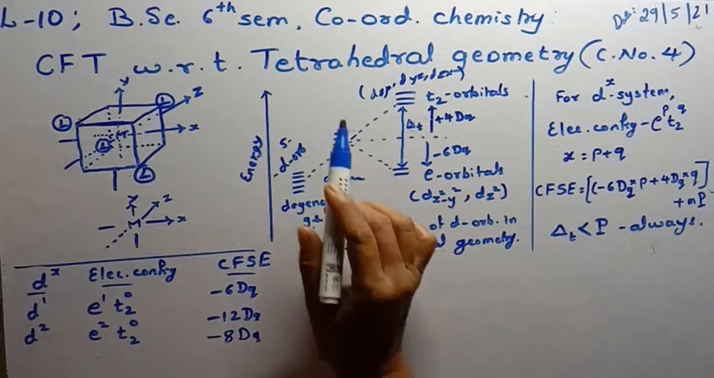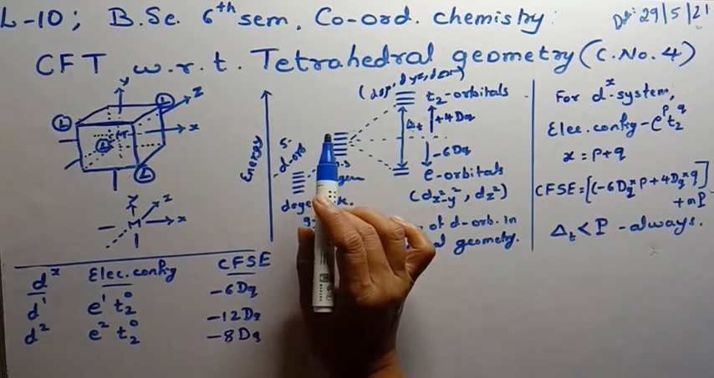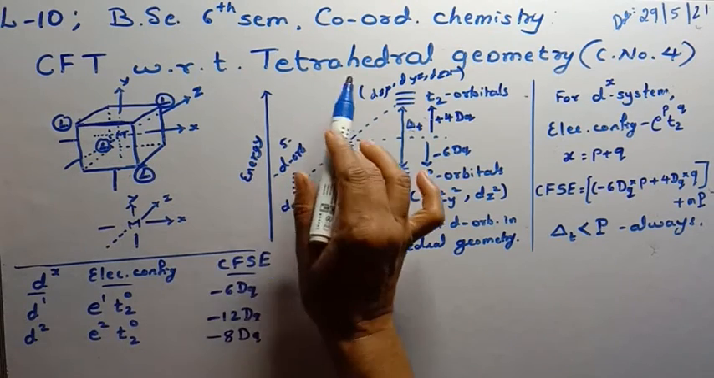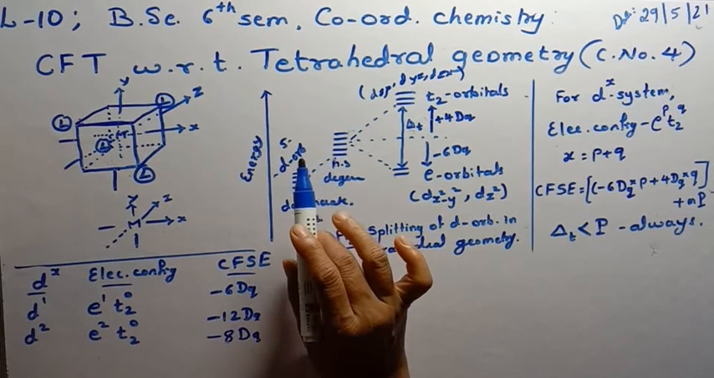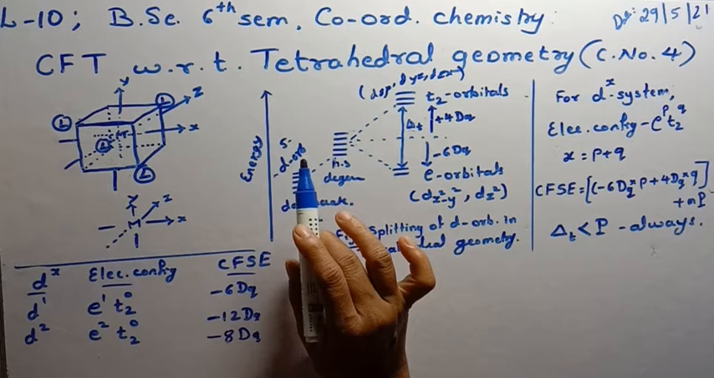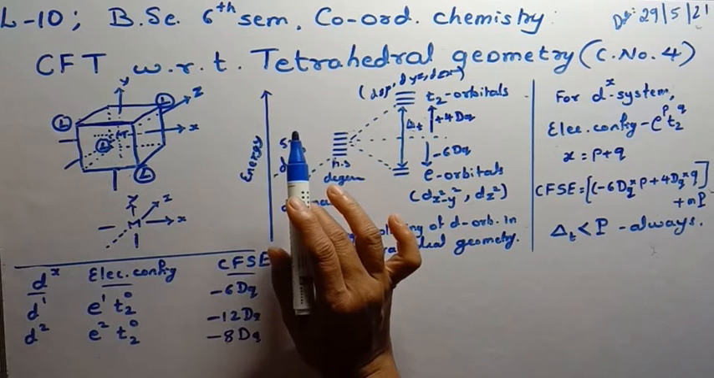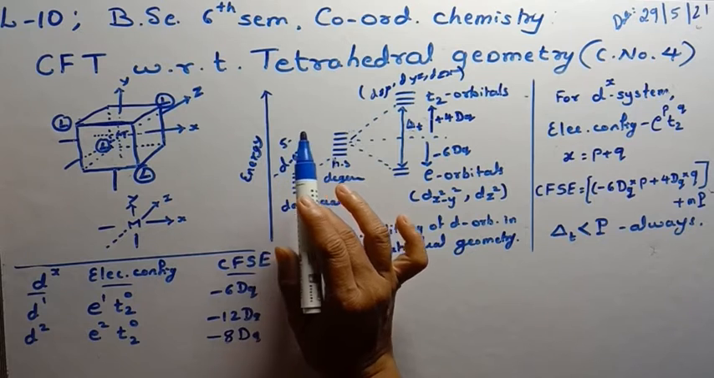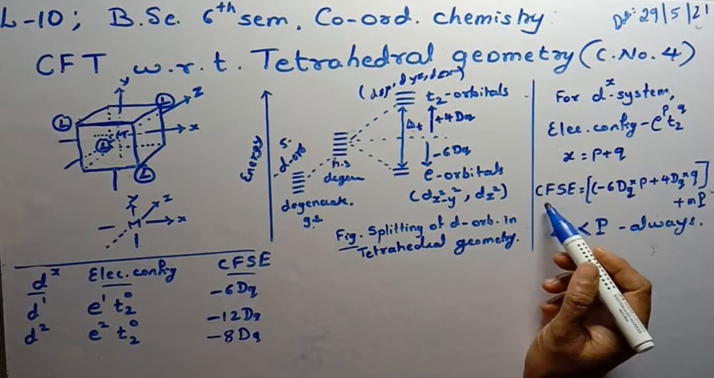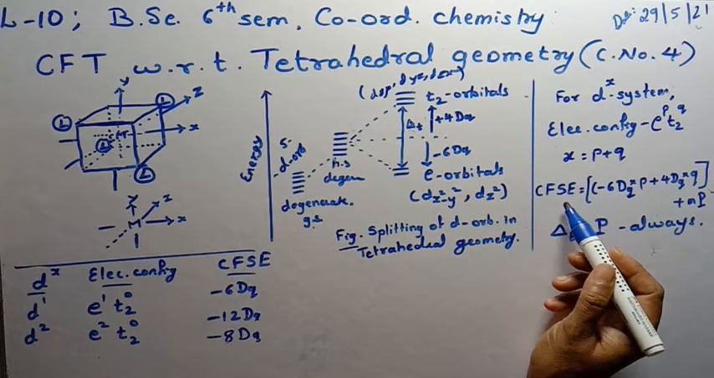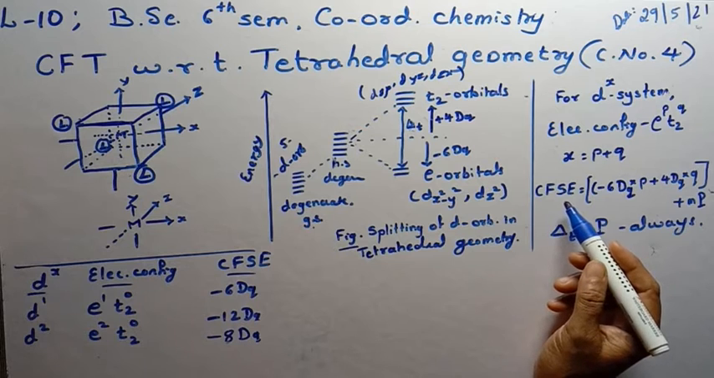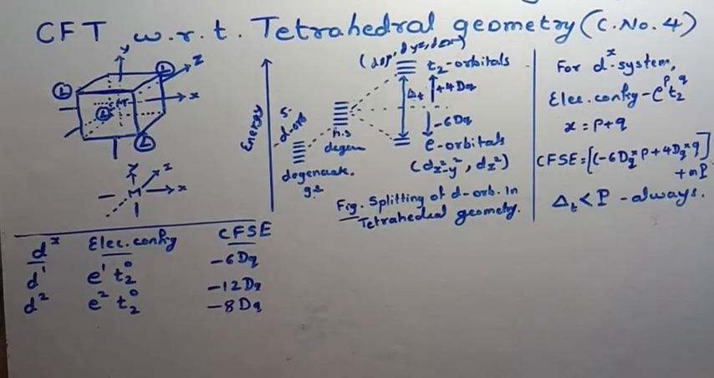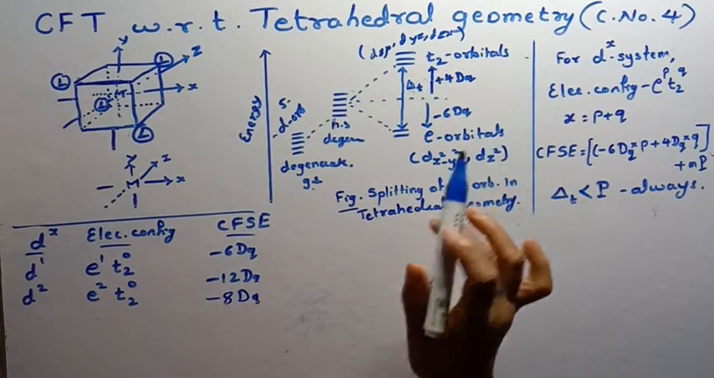Good morning. So today we'll continue coordination chemistry. It is lecture number 10. So under CFT, in case of tetrahedral geometry. In previous classes you became well familiar with CFT with respect to octahedral, with strong field as well as weak field splitting, and you also learned how to calculate CFSE in case of octahedral. Today we'll discuss the CFT, crystal field theory, with respect to tetrahedral geometry.